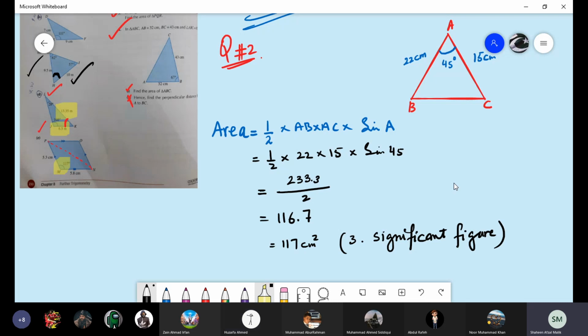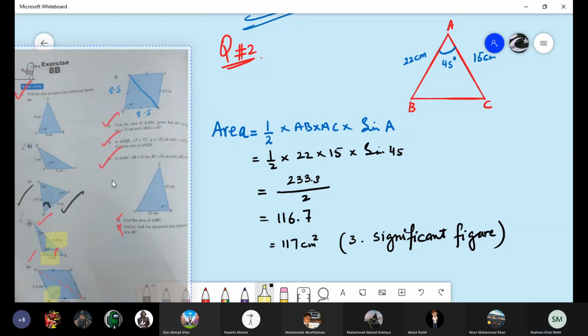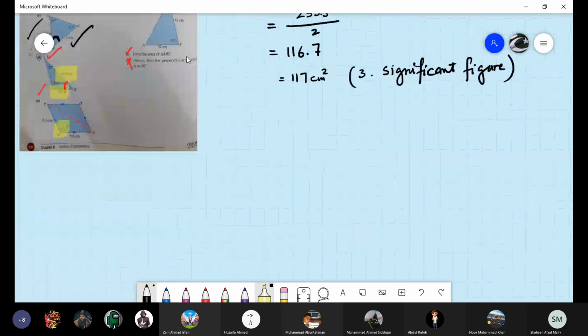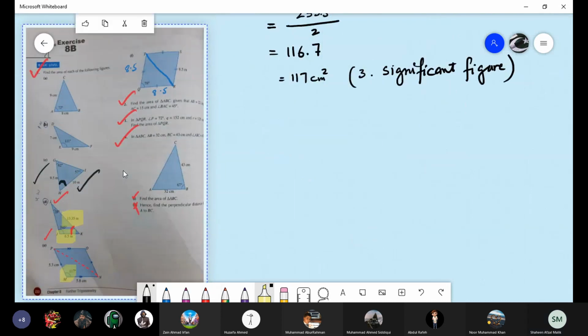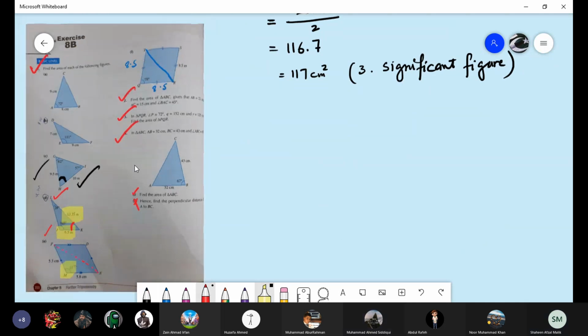Yes, boys. Any problem in question 2? Everyone has done? Yes, ma'am. If you're done with this one, can we go for question 3? Done with question 2? Yes, ma'am. Go for question 3. What is question 3?